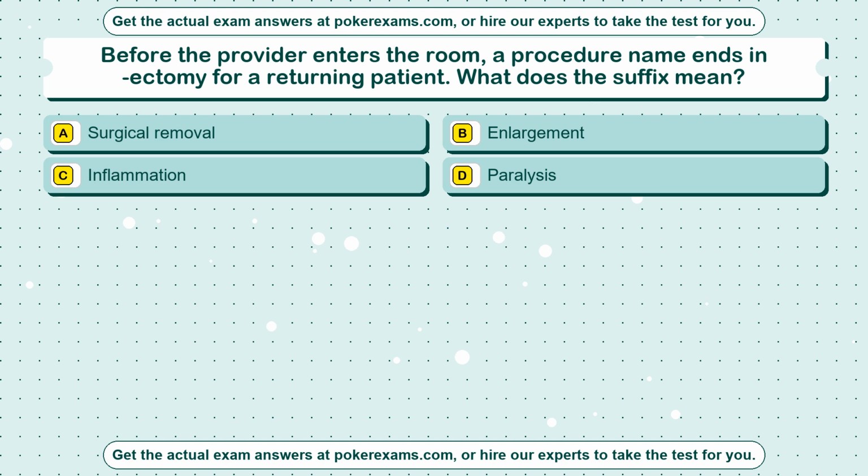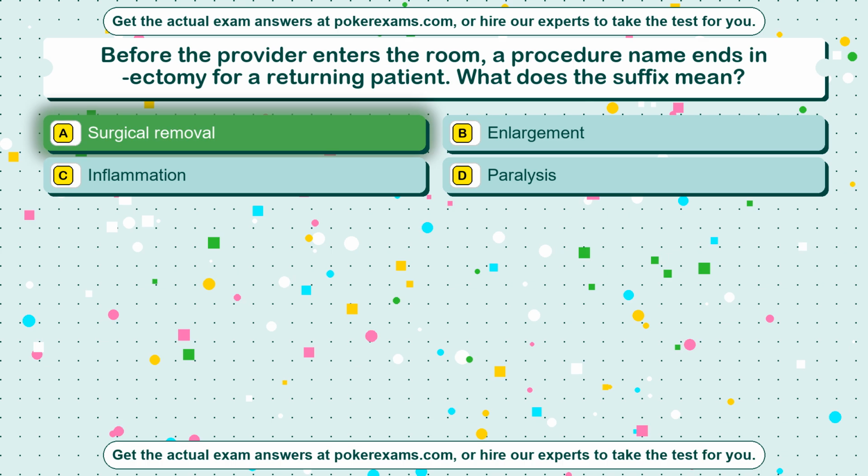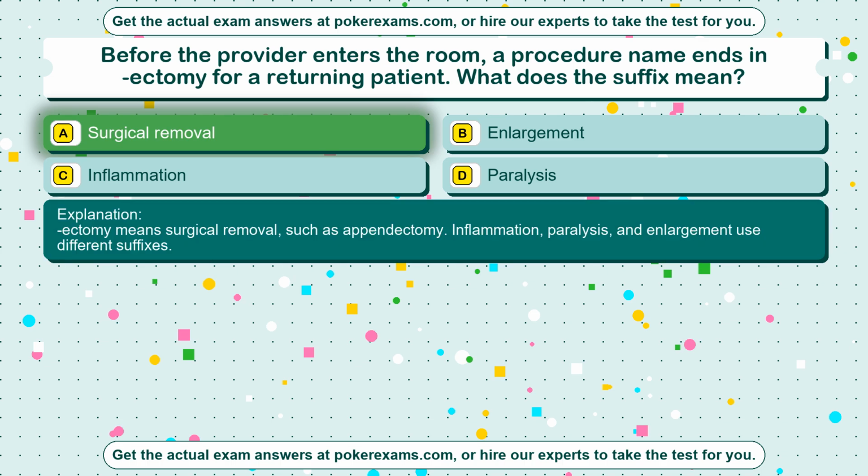Question 53. Before the provider enters the room, a procedure name ends in ectomy for a returning patient. What does the suffix mean? Option A, surgical removal. Option B, enlargement. Option C, inflammation. Option D, paralysis. The correct answer is option A, surgical removal. Ectomy means surgical removal, such as appendectomy. Inflammation, paralysis, and enlargement use different suffixes.